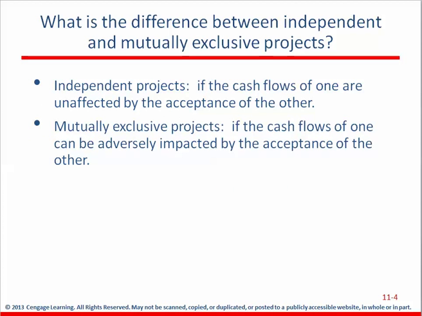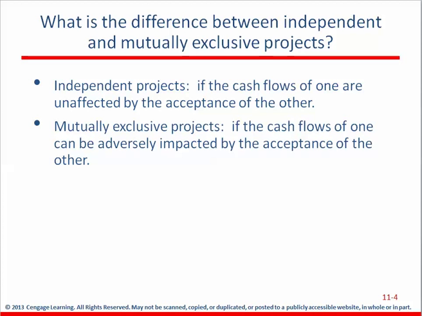All right, so what's the difference between independent and mutually exclusive projects? Very simply, for independent projects, the cash flows are not affected by the acceptance of the other, and it also means that you can accept any independent projects. Most companies have a whole array of projects that they are evaluating, and they're trying to decide which of these projects they should invest in. So independent projects would say, if the NPV is positive, go ahead and accept it. It doesn't depend on the other projects.